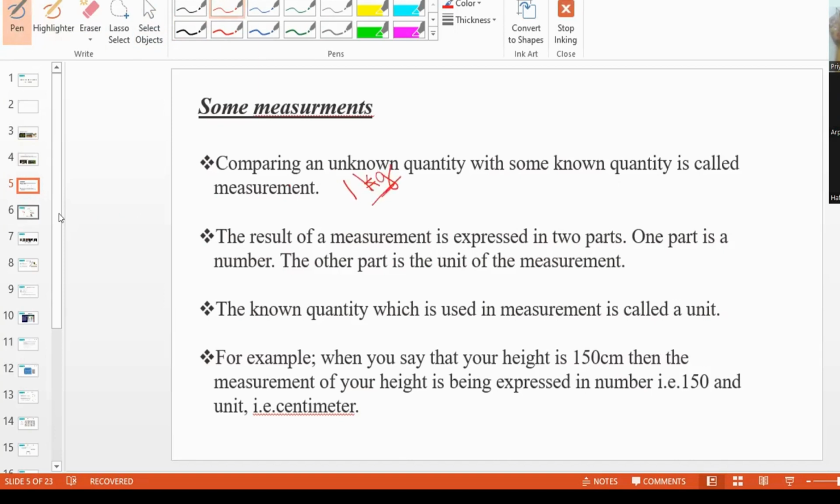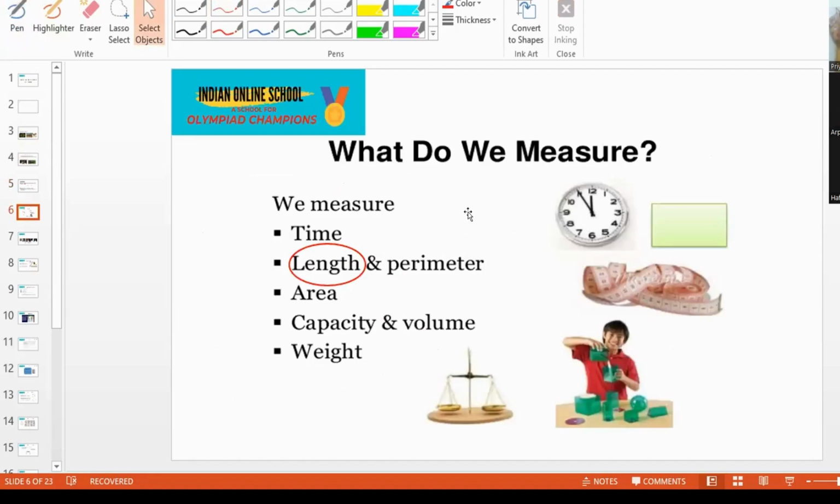Okay. So what do we measure? We measure different things. We measure time, length, area, capacity, volume, weight. We measure everything. We need certain instruments to measure all this.